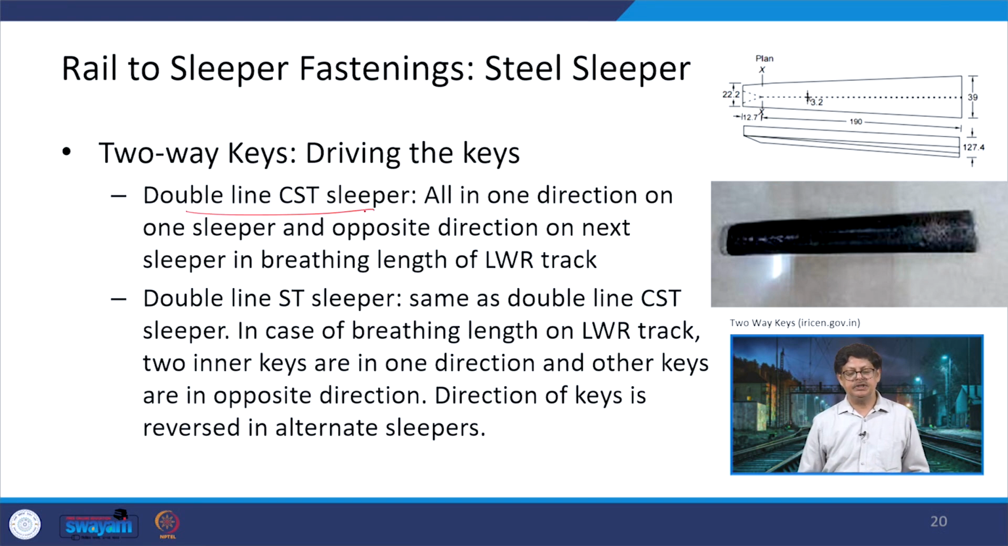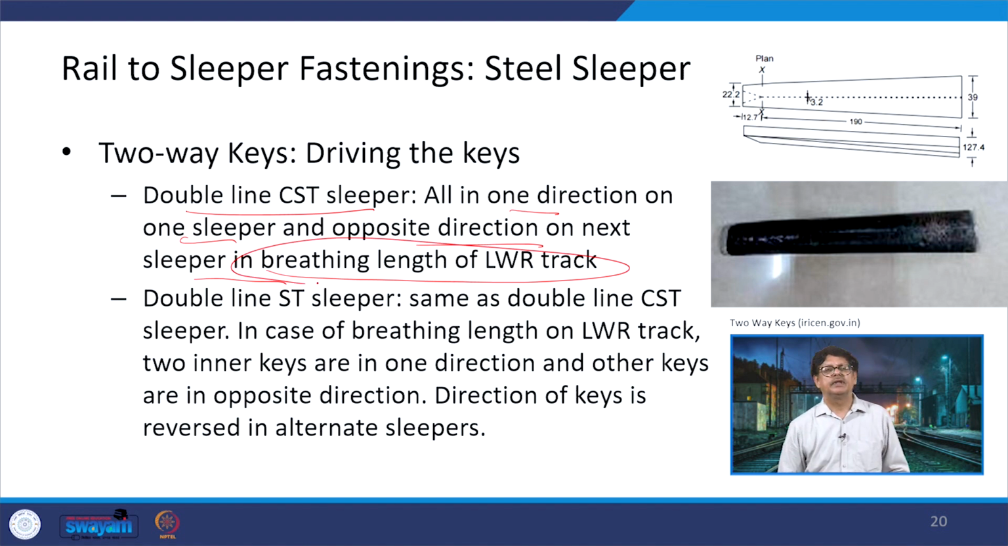Double line CST sleepers, all in one direction on one sleeper and the opposite direction on the next sleeper in the breathing length of the LWR track. That is the length of the track which is moving. We did talk about it on the basis of the thermal stresses and forces which are going to be induced, some portion of the LWR will move. So, in that particular area we are talking about the opposite direction on the next sleeper in the case of the breathing lengths.